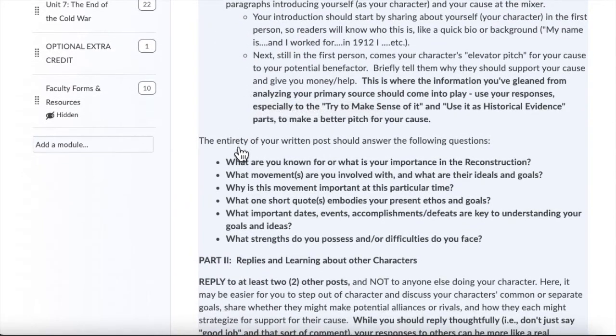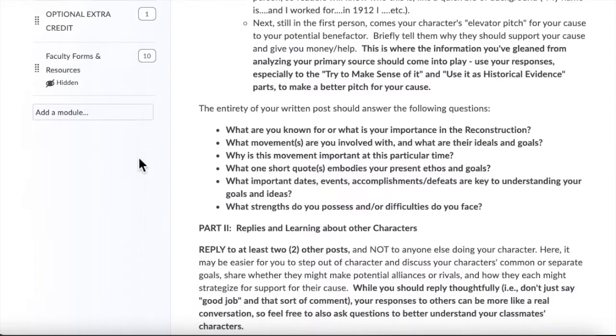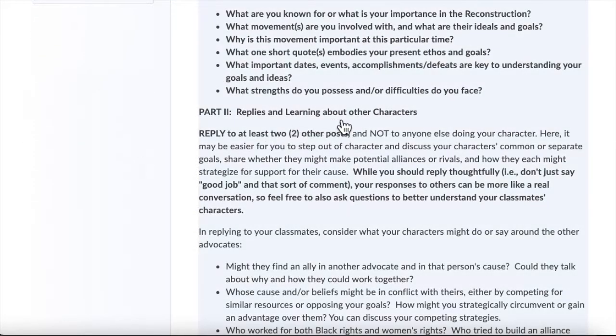But here are the direct questions that you answer in that 2 to 3 paragraph post. And this is where I say, don't ignore these. Address each and every one of them if you want to do the best job you can on the post and get the highest grade you possibly can. And then you reply and learn about other characters. You reply to at least 2 other posts.